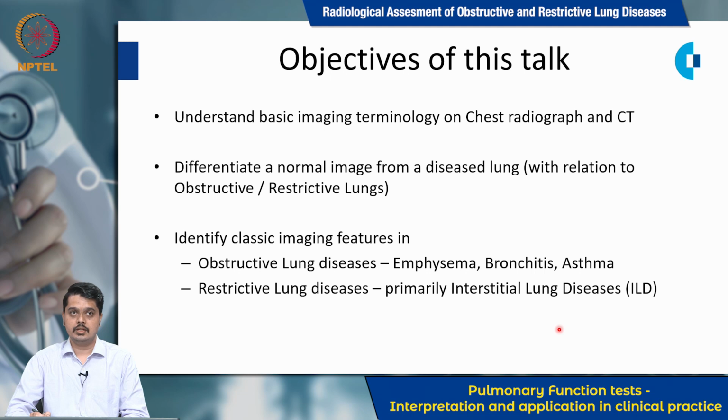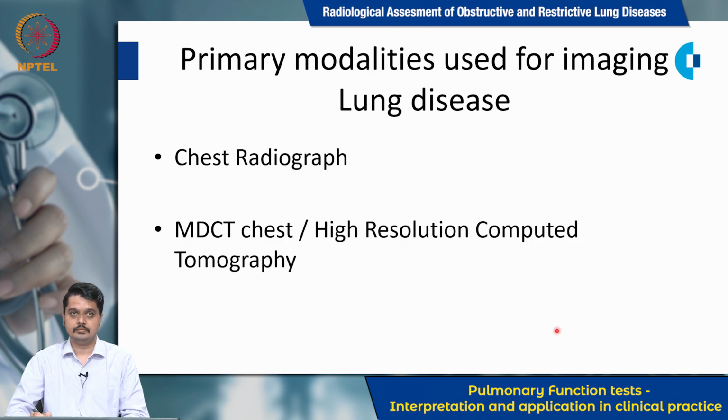Today we shall see radiological assessment of obstructive and restrictive lung disorders. In this topic, we shall be covering the basic terminologies we use in chest X-ray and CT scan. We shall see how to differentiate a normal lung from an abnormal lung with respect to obstructive and restrictive lung disorders, and we shall see the characteristic imaging features we come across in obstructive and restrictive lung diseases.